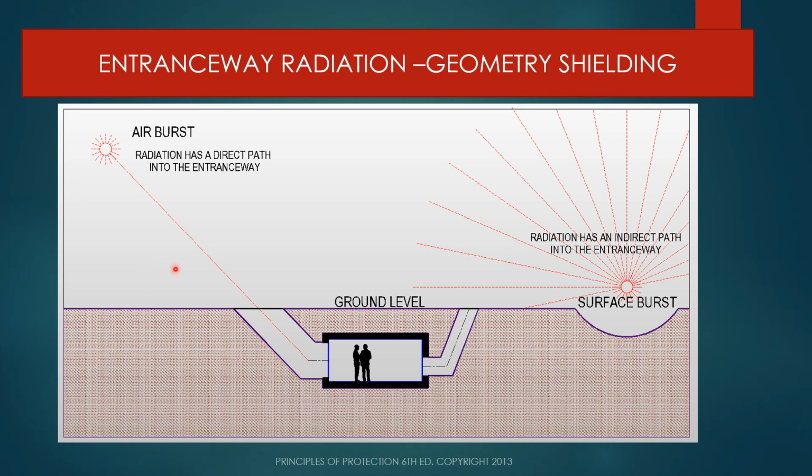So what we're talking about when you design shielding or a geometry shielding for a shelter, we usually use an air burst. Usually it's a 500 kiloton air burst. And you can see here that an air burst is going to give you the most radiation penetration inside the shelter. A surface burst is not as bad, but it's still pretty close. It's something that has to be dealt with.